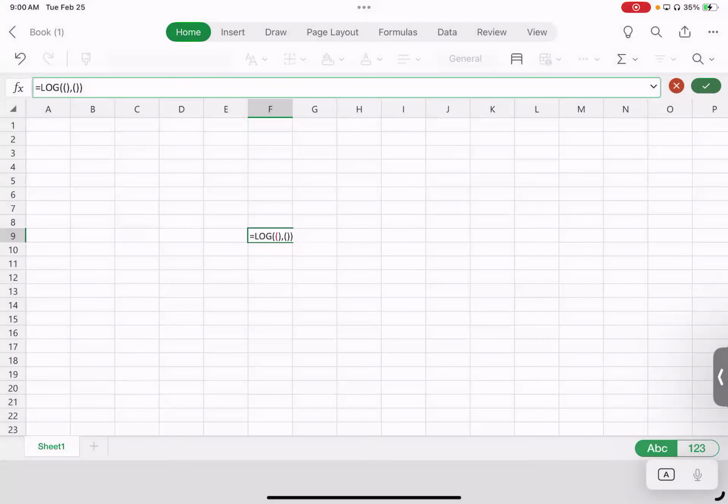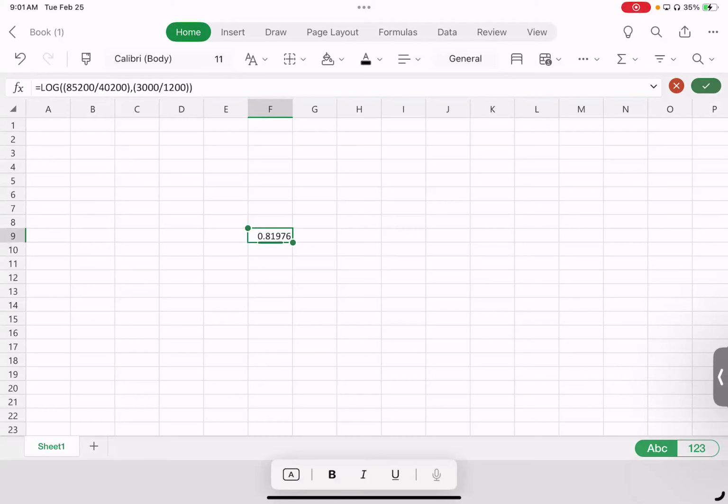In the first number here, we are typing the volume, right? No, that is a base. The base is the second one. The first one is the cost, 85,200 divided by 40,200, right? And the second number you type in is the size, which is 3,000 divided by 1,200, right? And then you are getting the same number. Does that make sense?